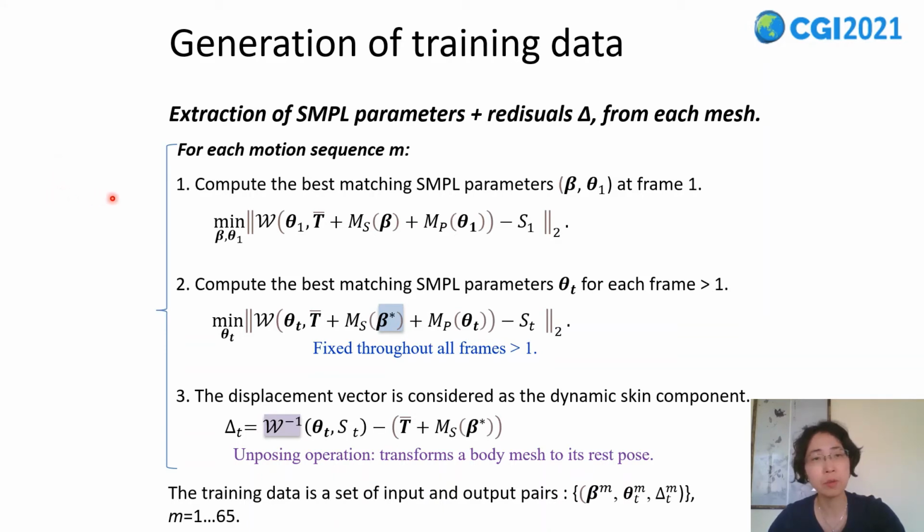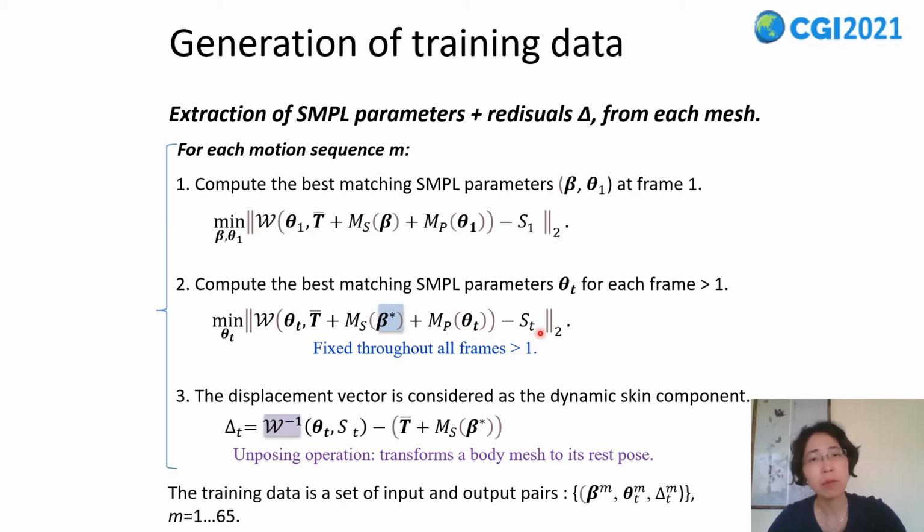For each motion sequence M in the database, we proceed in the following manner. We first compute the best fitting simple parameters beta and theta at frame number 1. Then for each of the remaining frames, we consider that the beta we found at frame number 1, which is denoted as beta star, remains fixed. And we compute the best matching theta value, theta t.